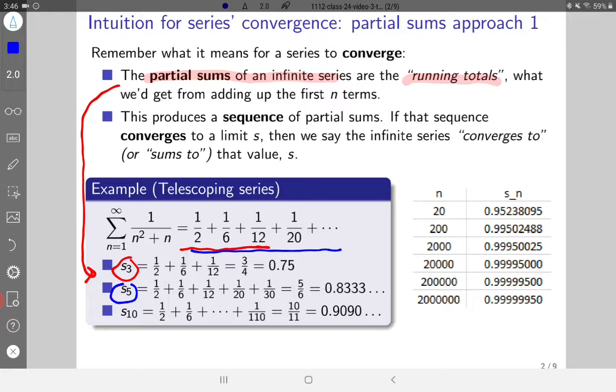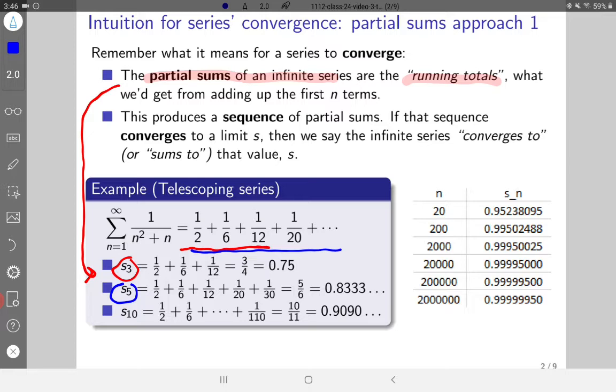And just to give you a hint of where this is going, on the table on the right over here, I have the 20th and the 200th and the 2000th and the 20,000th, all those partial sums. So as I take many, many more terms of the series, notice what the running totals, the partial sums, do. They add up to bigger and bigger values, but they're not growing forever.